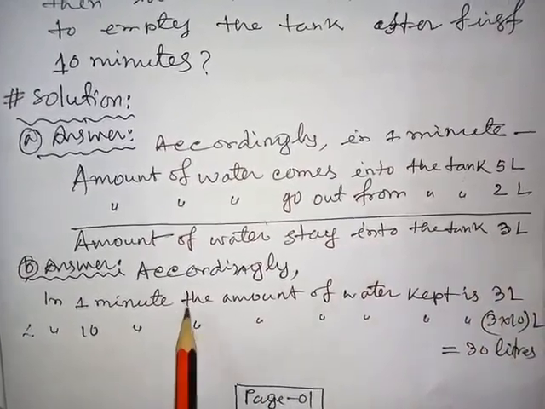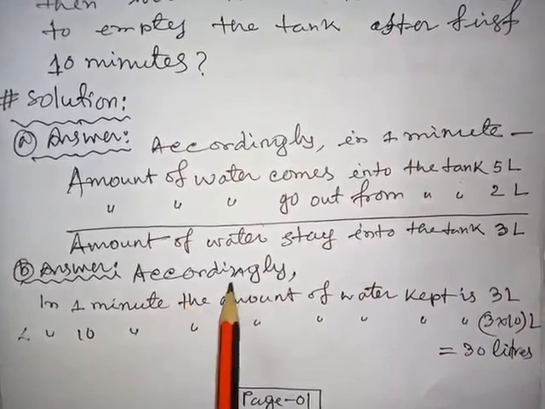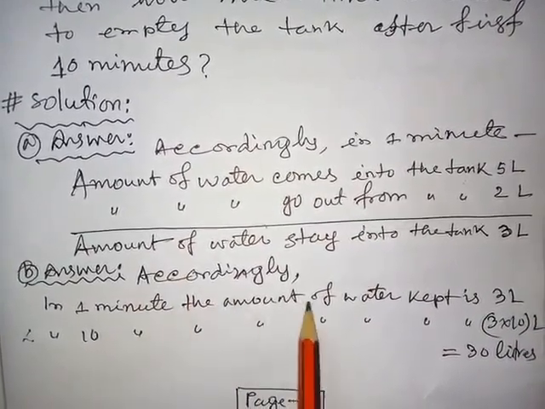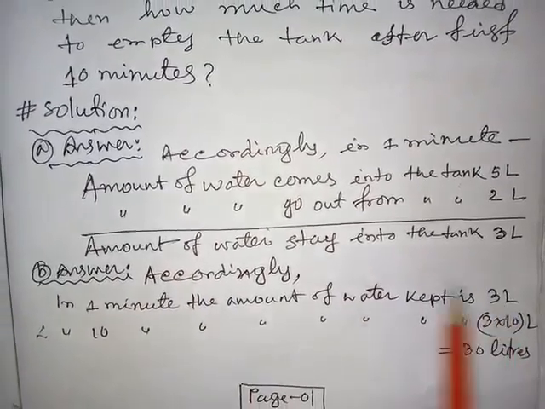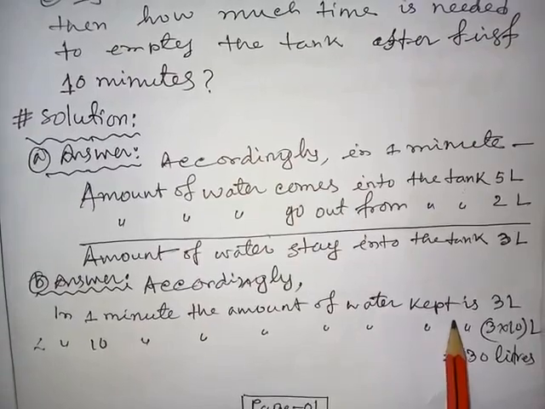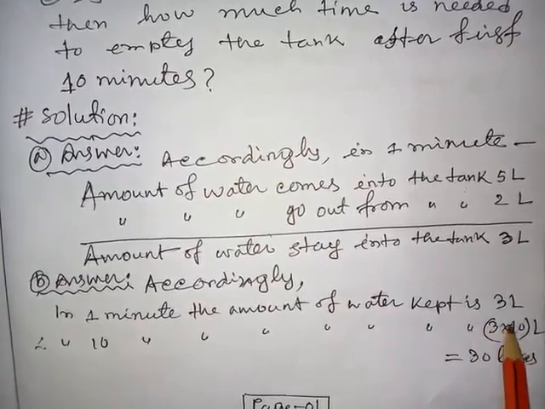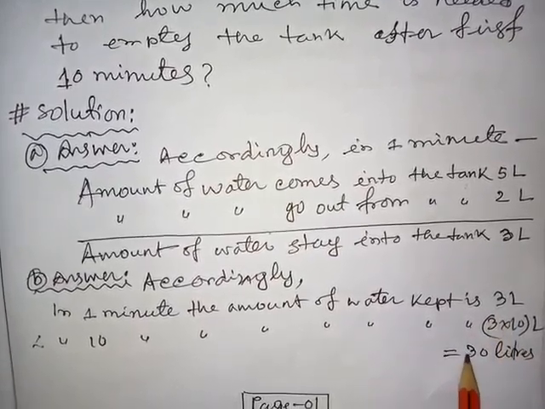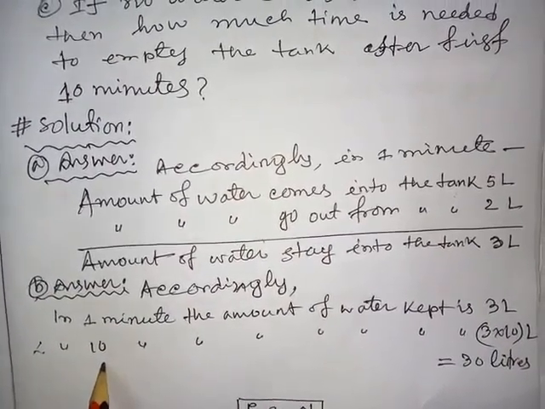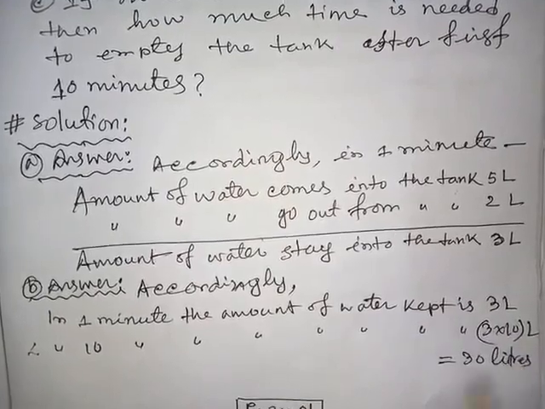Then B, according to the question and from A we get that in 1 minute the amount of water kept is 3 liters. So in 10 minutes the amount of water kept will be more. That means we have to multiply. So if we multiply, then it will be 30 liters of water. So that means in 10 minutes the tank will reserve 30 liters of water.